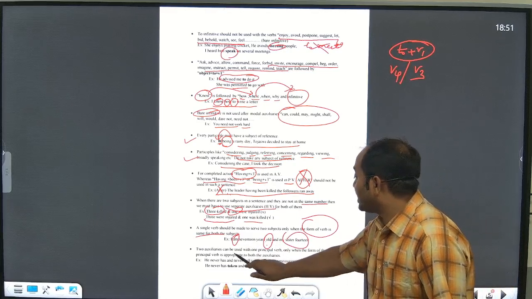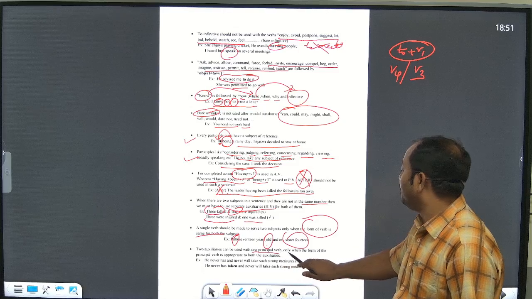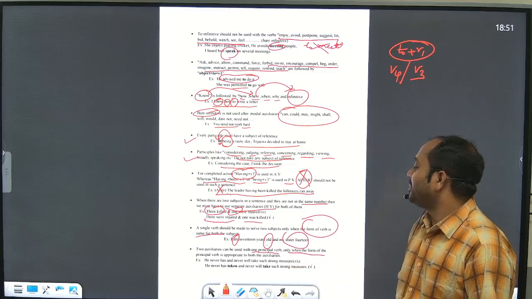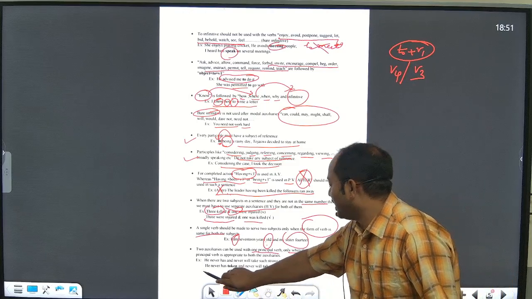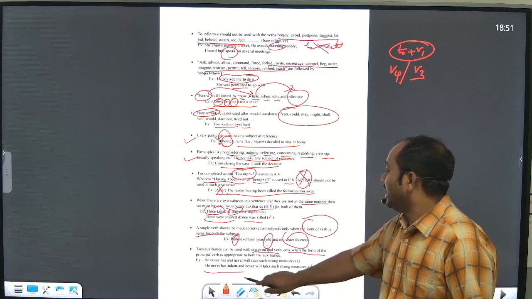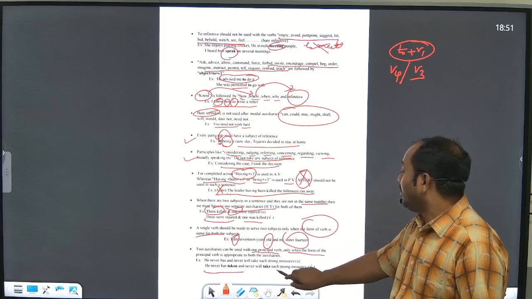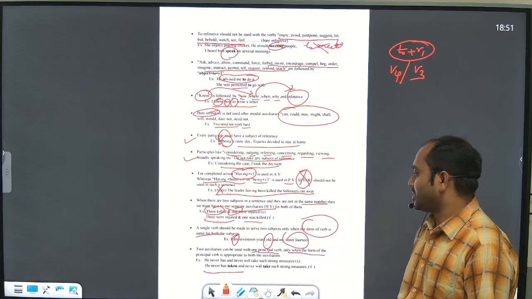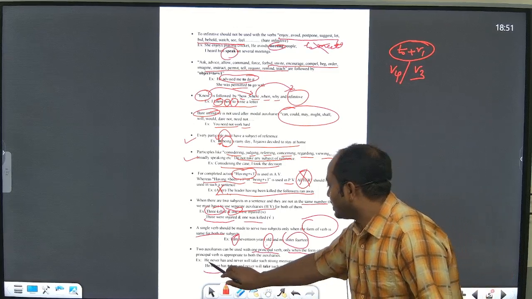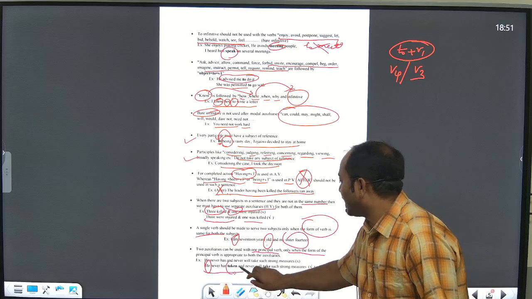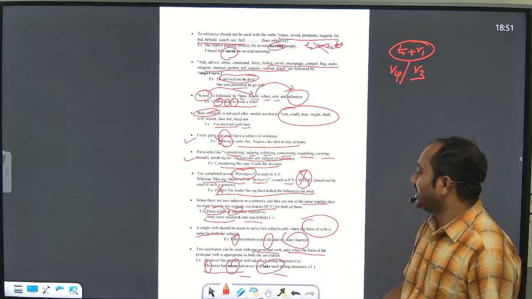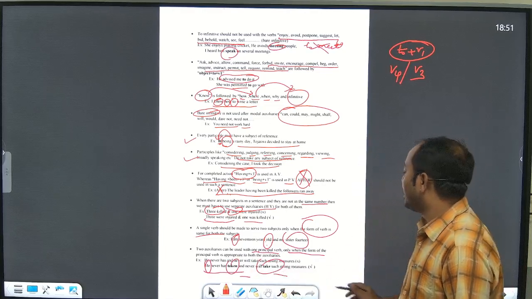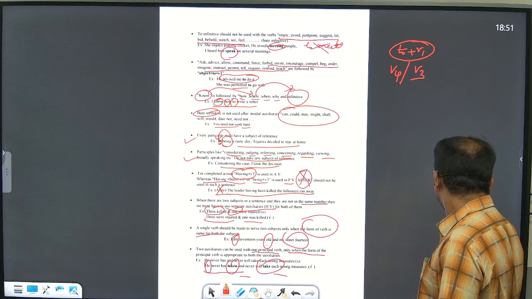And two auxiliaries can be used with one principal verb only when the form of the principal verb is appropriate to both the auxiliaries. See the example here. "He never has taken and never will take such strong measurements." Here what happened? Simple person, but taken and will take. Both are different concepts. That's the reason it is used. Both the principal verbs are in two variations.